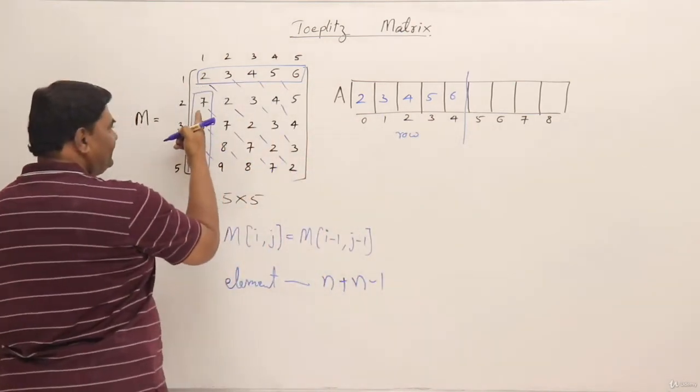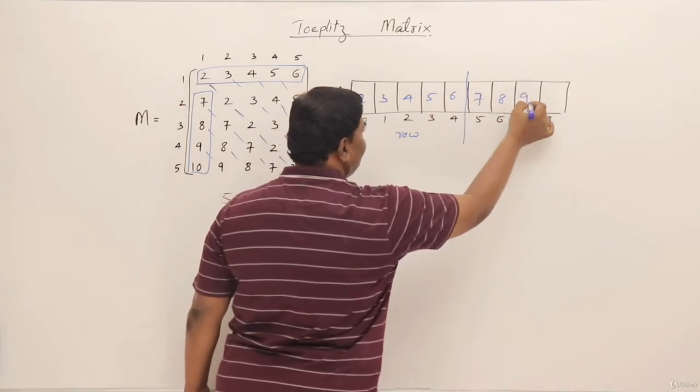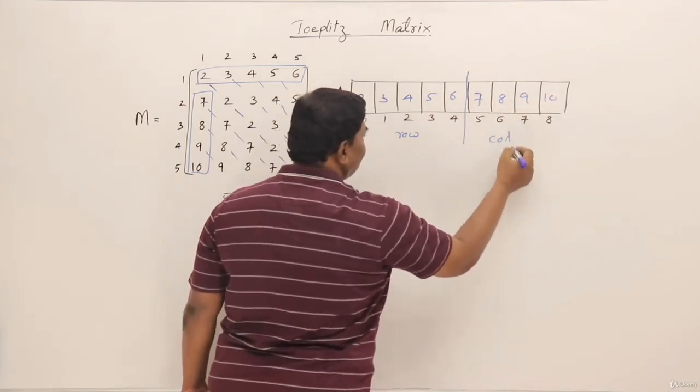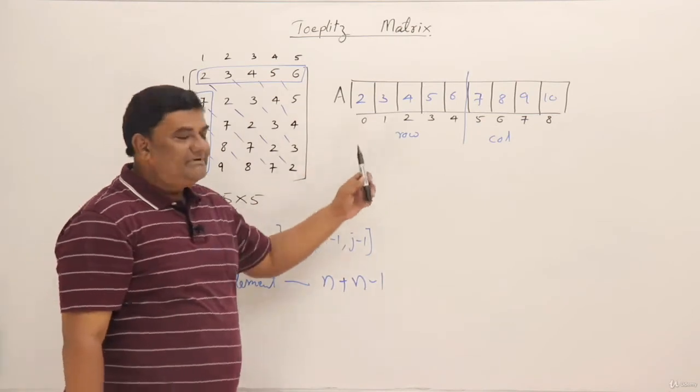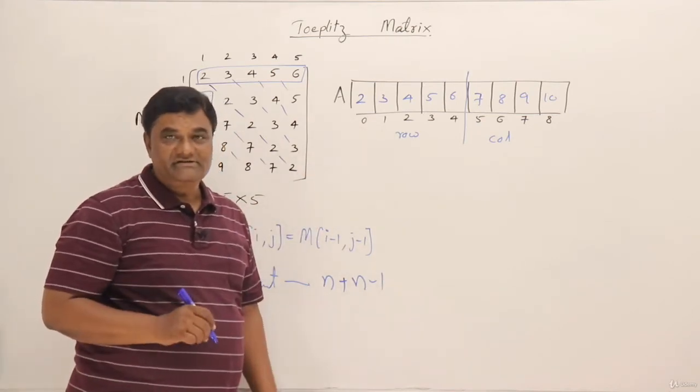And first column elements 7, 8, 9, 10. So these are 7, 8, 9, 10 and this is the column. So the mapping of these elements I have done. Now what should be the formula for retrieving the elements?